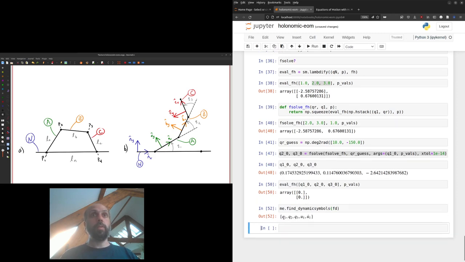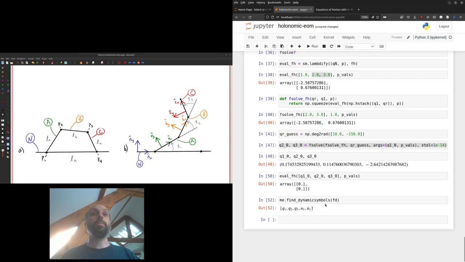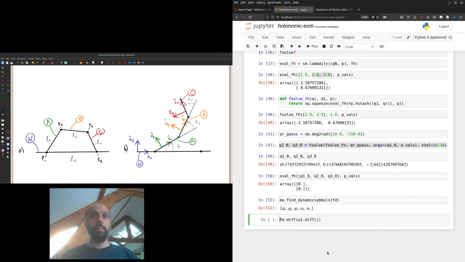Now that we know Q1, Q2, Q3 initial and U1 initial, which I'm just going to say starts at rest, we can calculate what U1 dot is. FD is linear in U1, so if I do fd.diff with respect to u1 dot, we can call that md, and then I can call gd fd dot x replace U1 diff was 0.